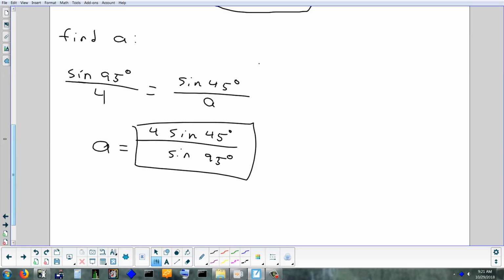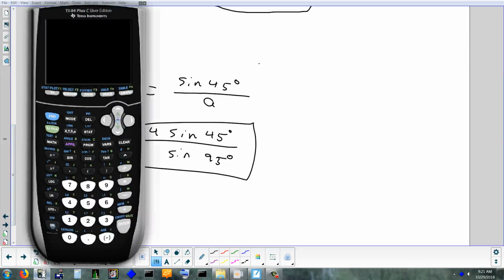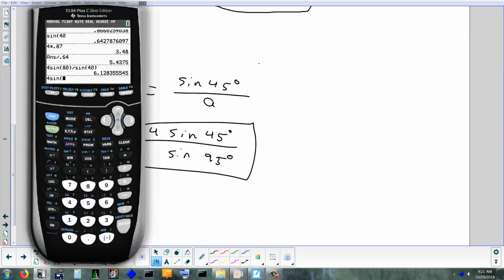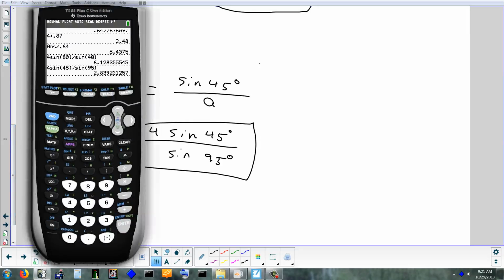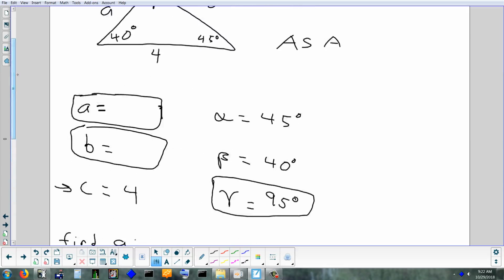That's it. And now we take that in. Okay, let's see what we got. So we get 4 sine 45 divided by sine 95. Okay, 2.839. And I know there's no error there from rounding because I didn't round anything off in that problem till just now. So that's as accurate as I can be to 3 decimal places for now. So 2.839.